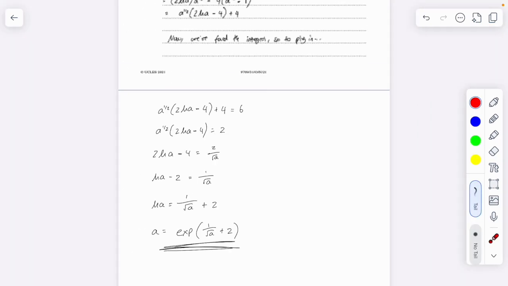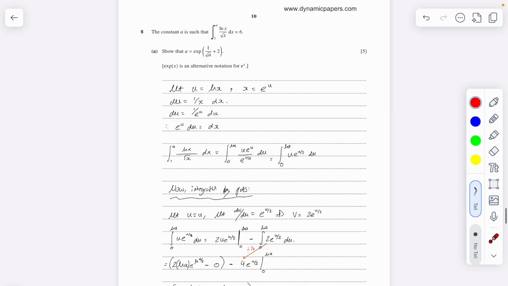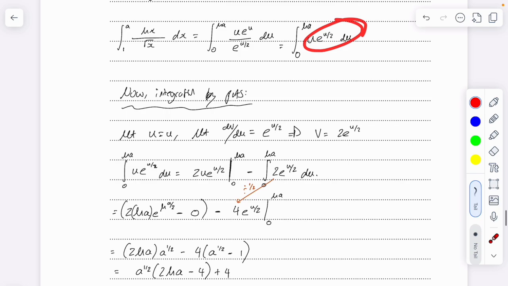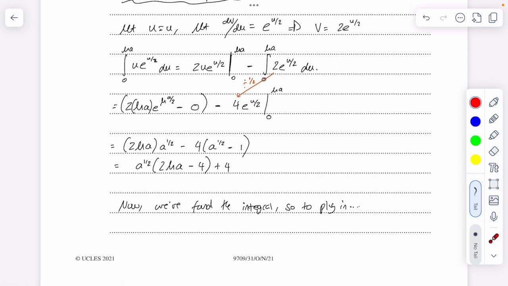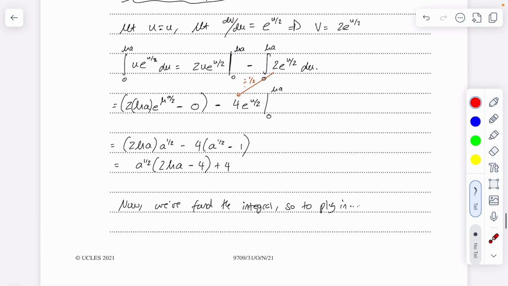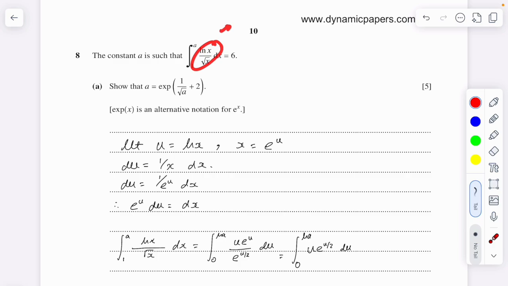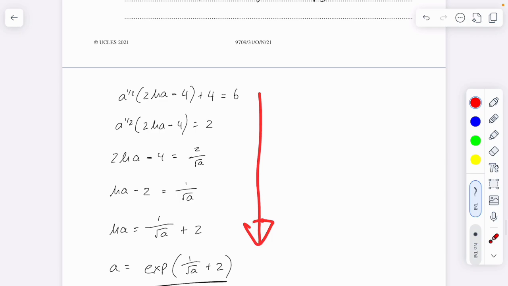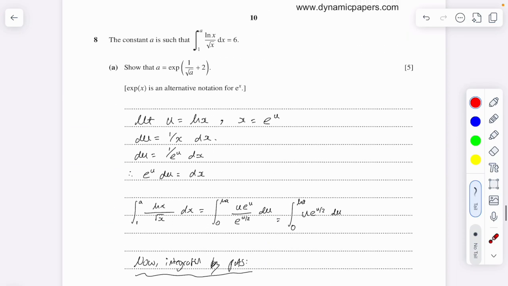So that's quite a long question. So let's quickly go over how we did that. The first thing we did was we changed it up a bit and we used substitution. We use substitution first, and that's just to make things easier for us later down the line. With that, we then use by parts, plugged in our new bounds, and we found our integral, which we then plugged into here to equal 6. And after that, we simplified and we got to the answer that they wanted.